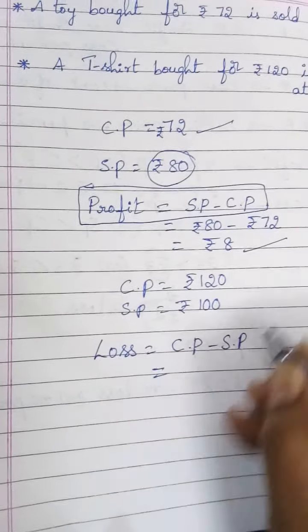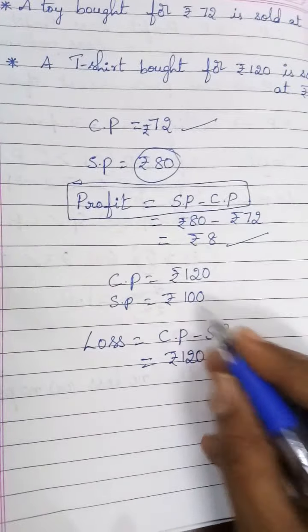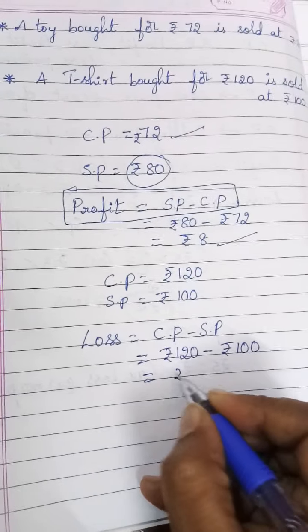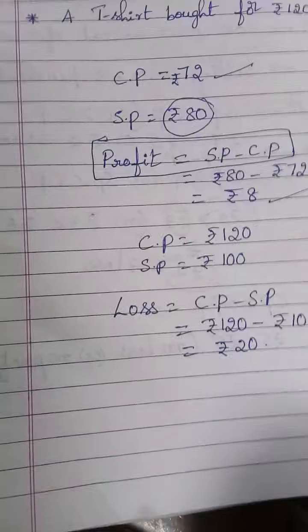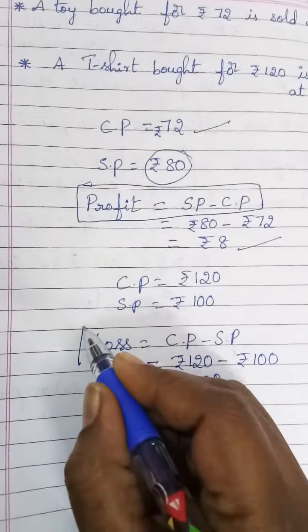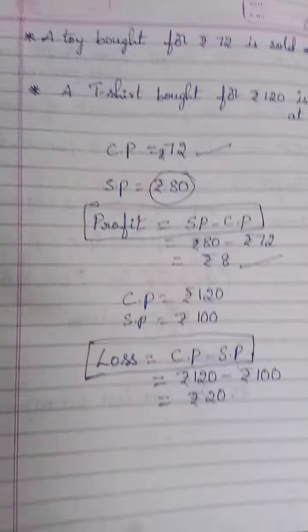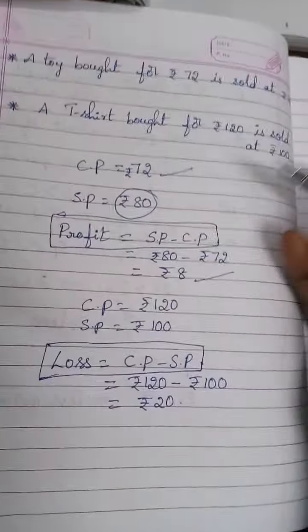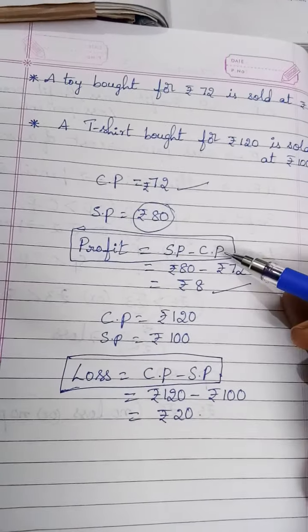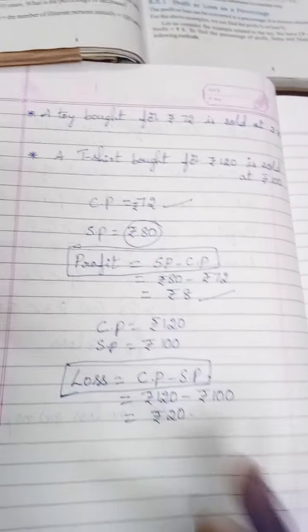So what is cost price here? Rupees 120, minus what is selling price? Rupees 100. What is the difference? Rupees 20. So loss is 20 rupees. So here the formula is loss is equal to CP minus SP. Understood? Profit is equal to selling price minus cost price and loss is equal to cost price minus selling price.